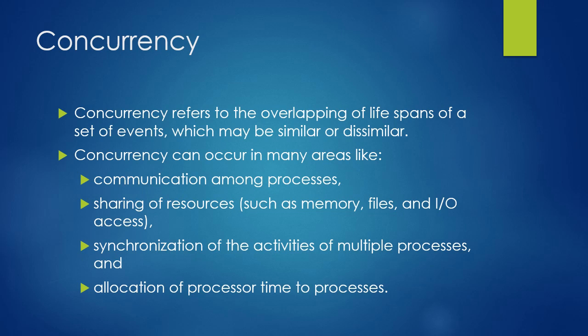Concurrency can occur in allocation of processor time to processes. The operating system takes care not to allocate the processor to two processes at the same time. Otherwise, we will not get any useful work done and we will only be left with garbage values.